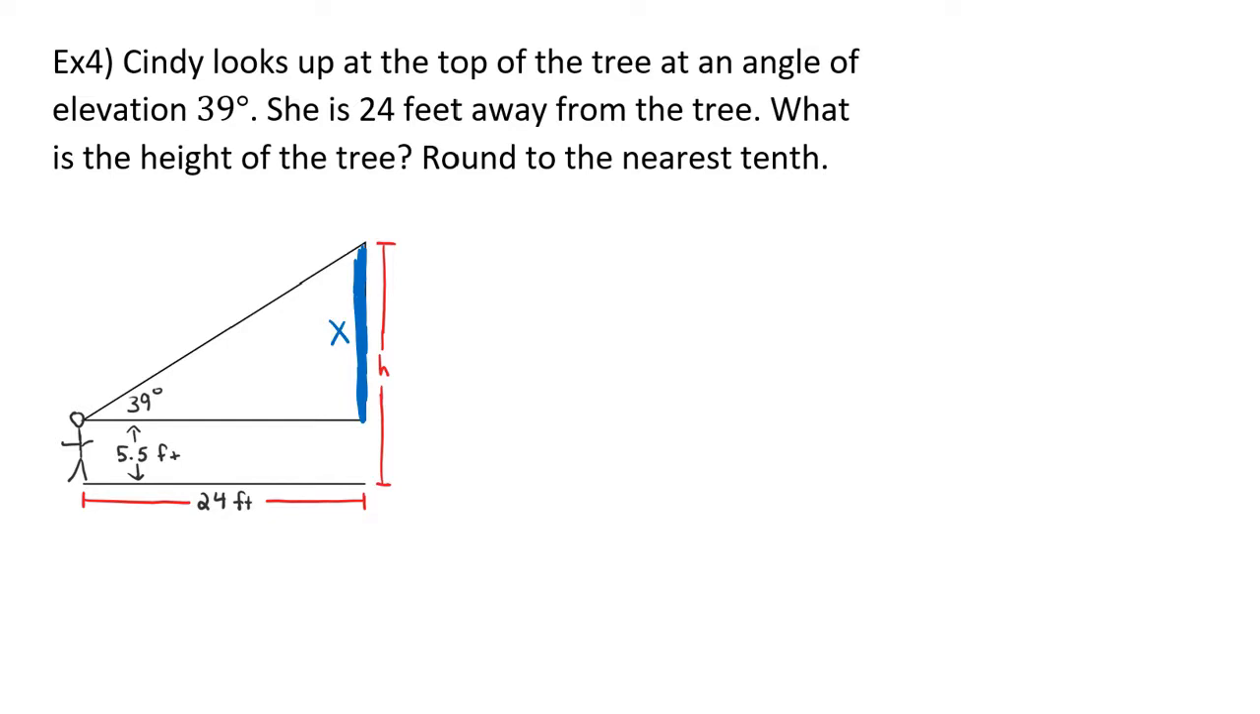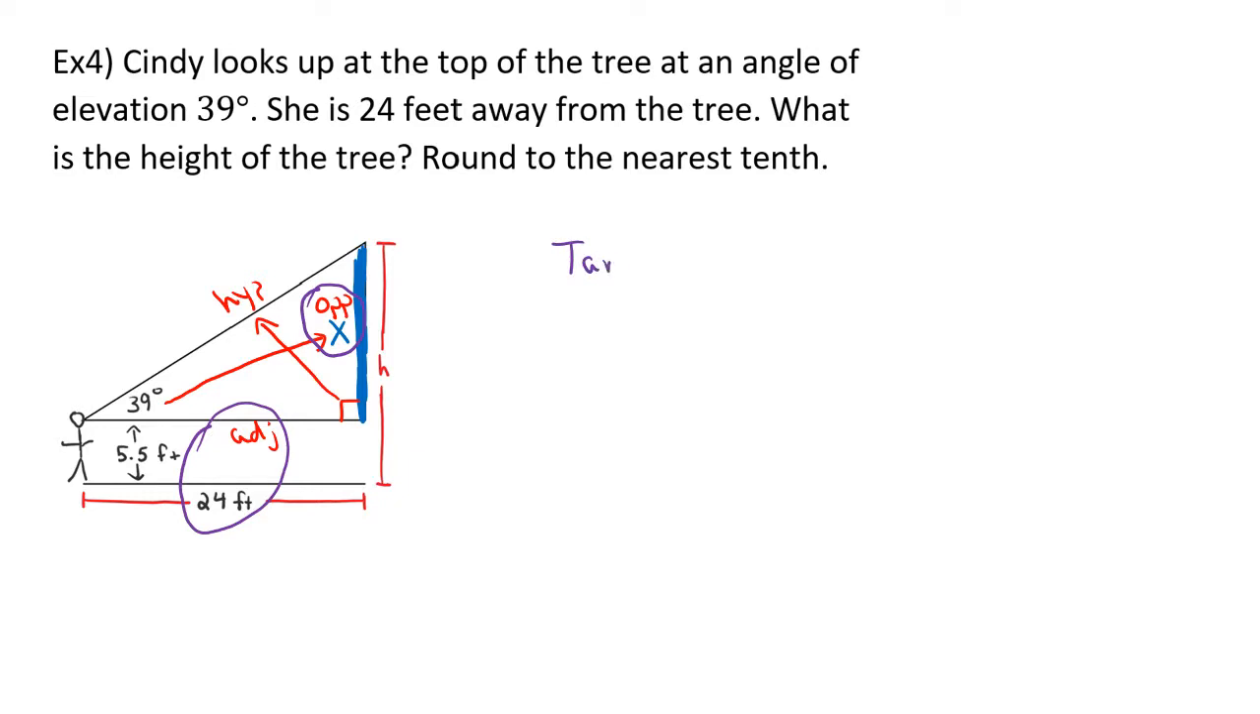Now, as always, I'm going to go around and label my triangle. Starting from the 90-degree angle, this would be the hypotenuse. Starting from the degree they give me, going across, this x will end up being our opposite side. And then we have our adjacent side, which is the distance from where Cindy is to the tree. Now, they have provided information for the opposite side, which is our x, and the adjacent side, which is the 24. And so if we have opposite and adjacent, that's tangent.